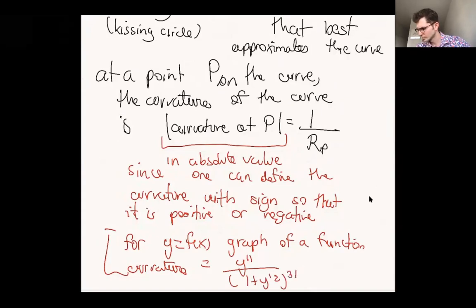So in this case, when the second derivative is positive, the curvature is positive, so it's concave up. When the second derivative is negative, the curvature is negative, so it's concave down. And at inflection points, as was mentioned, the curvature is 0. That meant that the oscillating circle had infinite radius, which means it's sort of like a straight line.